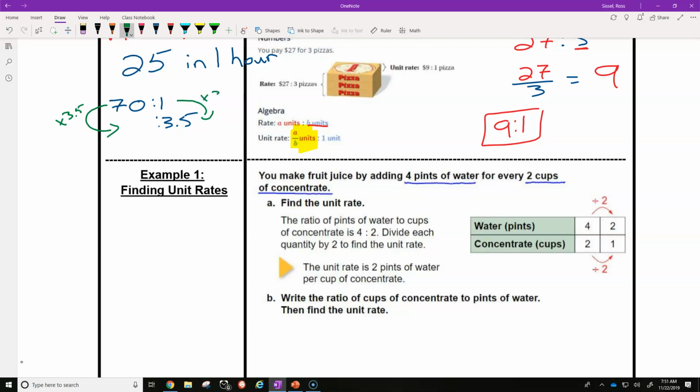Now, if I would have made this a ratio table, we would have done the same thing. Hey, I went 70 miles in 1 hour. I want to know in 3.5 hours. Oh, I went from 1 to 3.5, times 3.5. 70 times 3.5. Here's what I want you to brainstorm. Can anyone else think of when we use rates in real life?